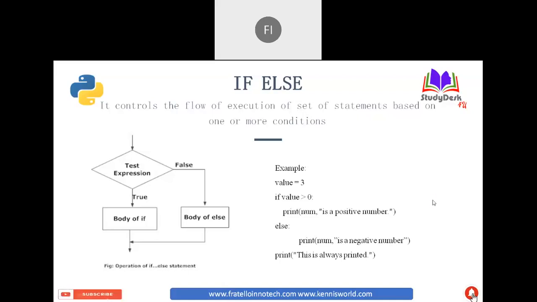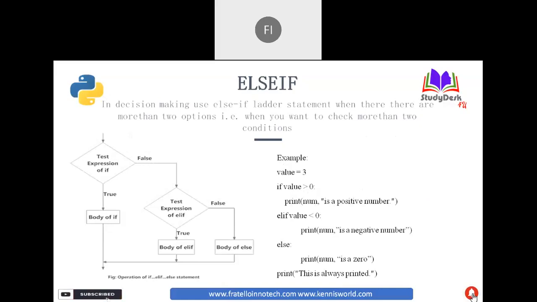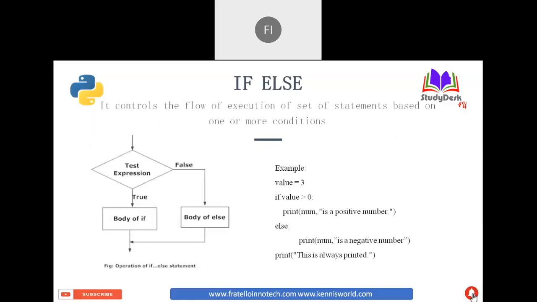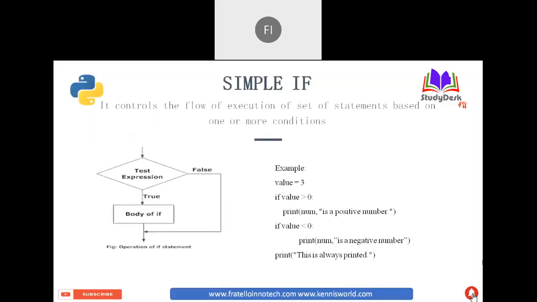So, next one. If you have more conditions to check, for example, there is a possibility of the value being equal to 0 also. If I give a value equal to 0, it is neither greater than 0 nor less than 0. In the previous program, if I give the value 3, it will print the positive number. If I give minus 3, it will give the negative number. But if I give 0, then nothing will print. The user might be confused about what is happening.